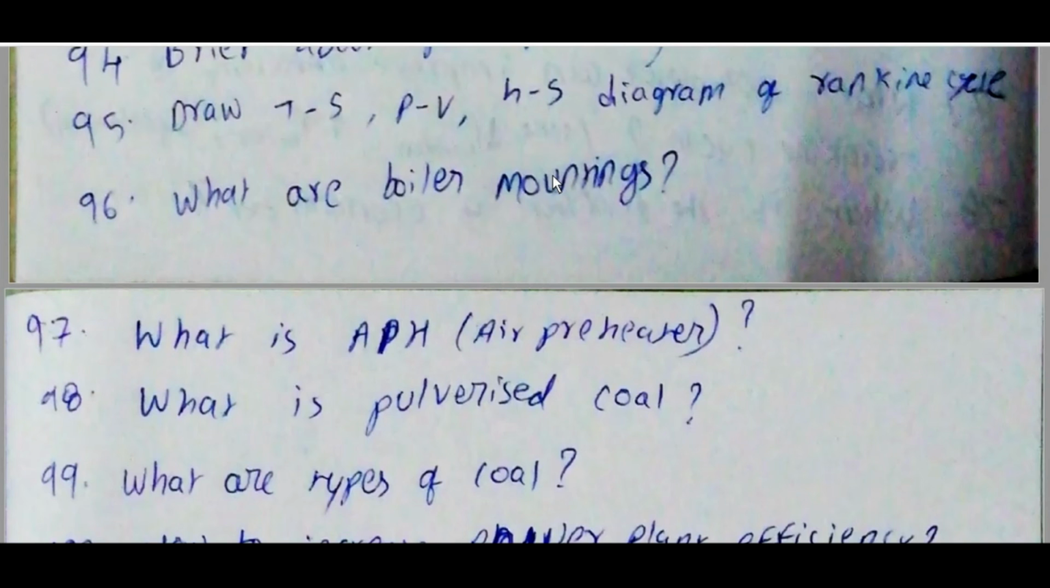APH, air preheater, is used to recover heat from exhaust gases. It is installed between economizer and chimney.